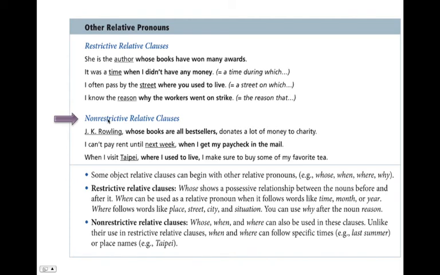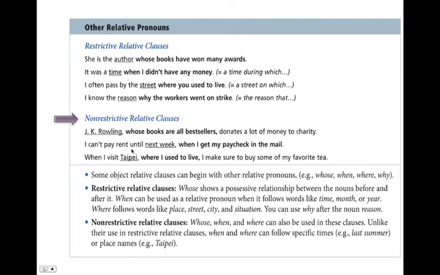Non-restrictive relative clauses can be omitted and we'll still understand who. So we take this one out and we say, J.K. Rowling donates a lot of money to charity, and we still know who the author is and who the person is. This is not essential information. And we set it off by putting two commas, one before and one after the relative clause.